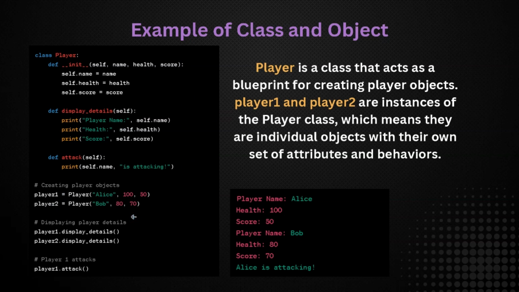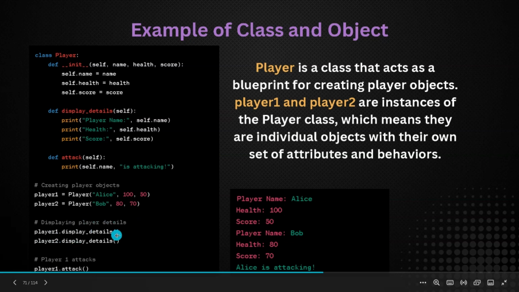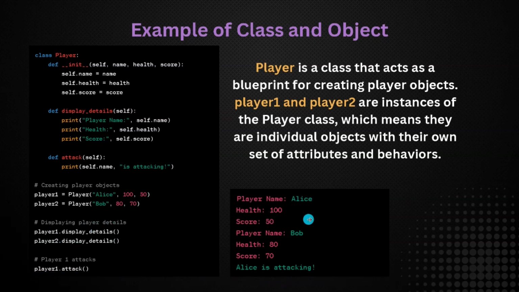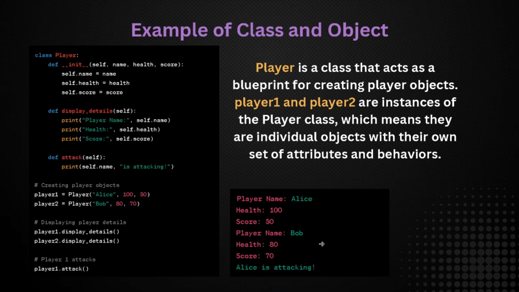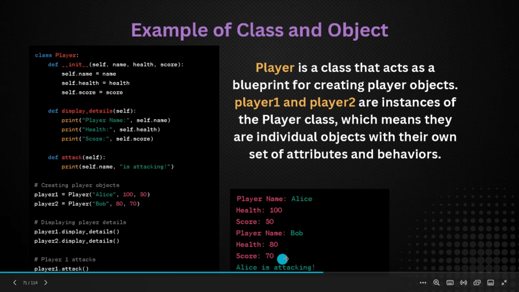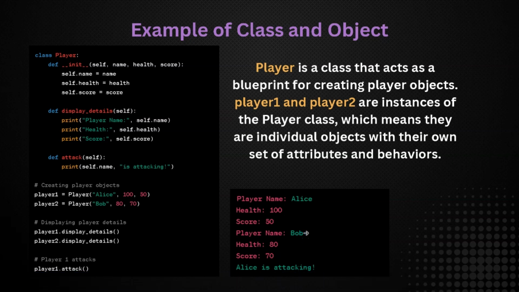Now, once I have created the object of a class, I am eligible to use its methods. So using the object player 1, I am using the display detail method to display Alice's details. Similarly, I am using the player 2 object to display the details of Bob. And then finally, I'm using the attack method using the player 1 object to display that Alice is attacking. So in this example, what you have to notice is that using a class, I cannot directly access the method. For that, I have created an object, and every object has its own specific attributes.